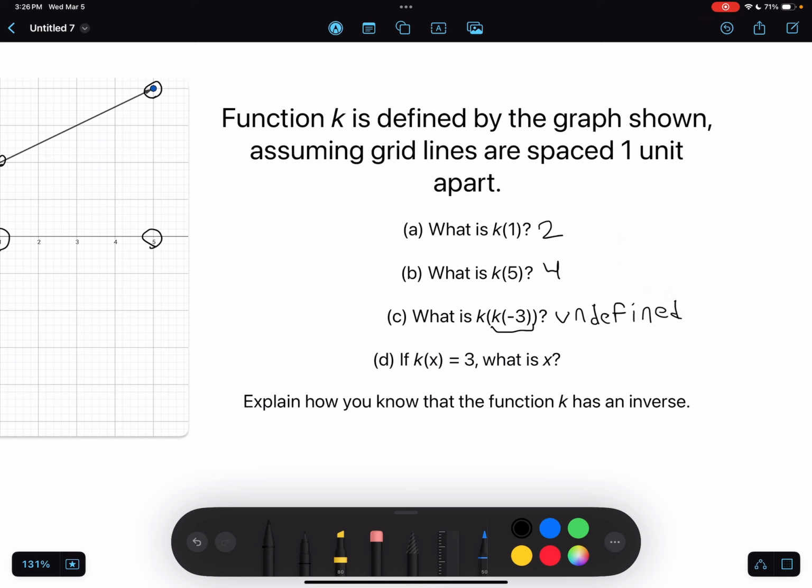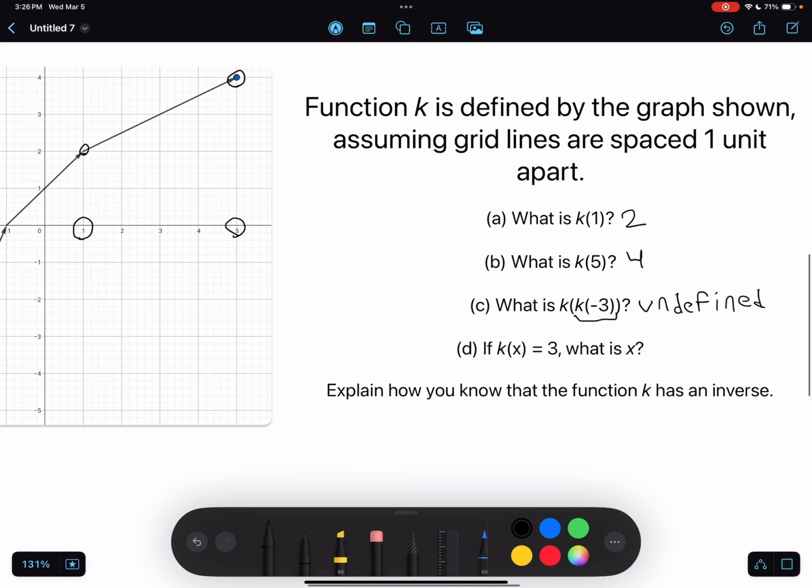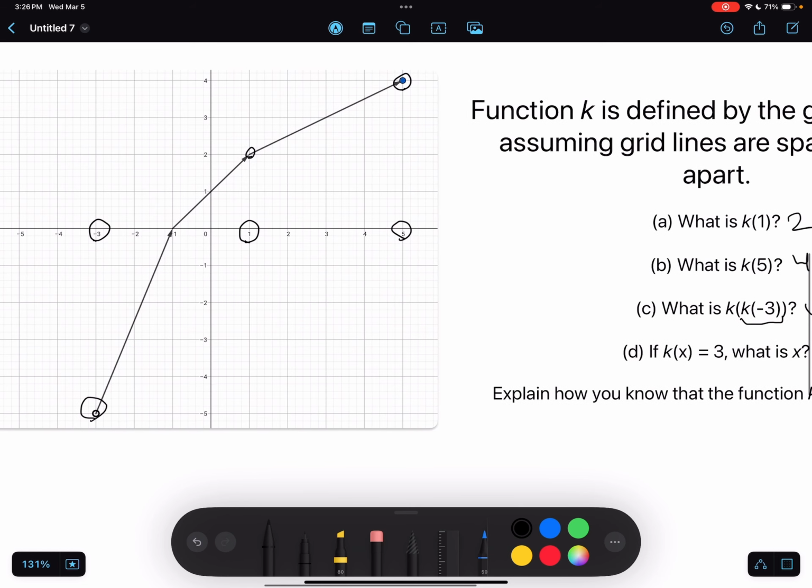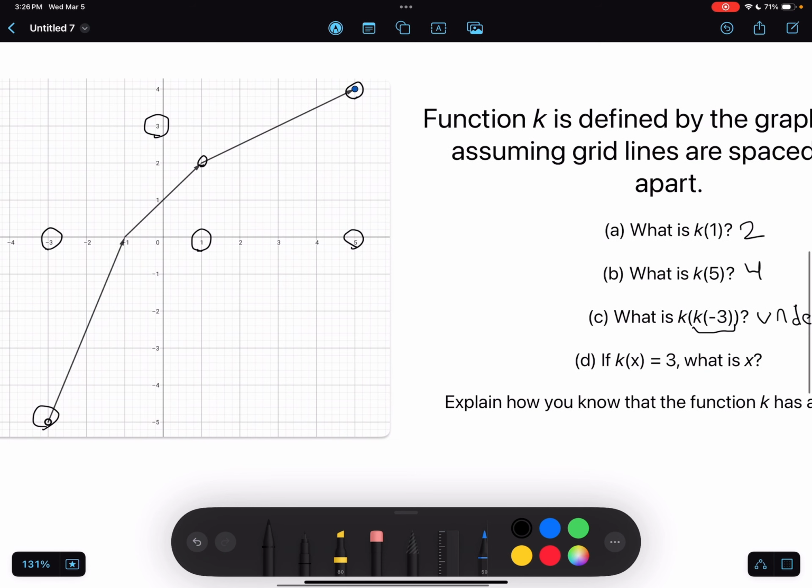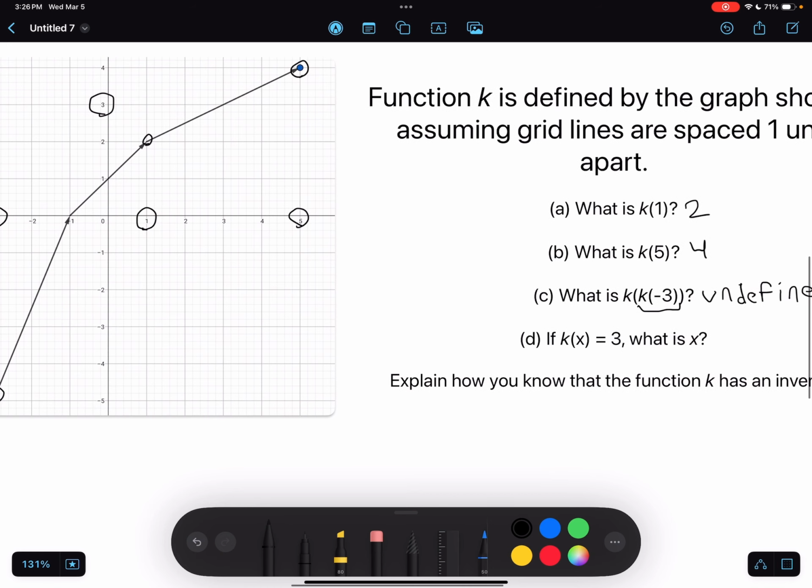And finally, we have, if k of x equals 3, what is x? Now we're going in the reverse direction. We're told that k of x equals 3, which means our value for y is 3. Then we simply find the corresponding value for x that satisfies this. To solve the question, all we have to do is run the technique in reverse, like we did in the previous parts. The y is 3, and that corresponds to an x of 0. So the answer is 0. Okay, that's the first part of this.